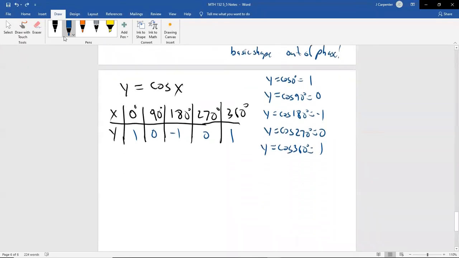So this graph, what it ends up looking like, so we have our heights of 1 and -1. We're going to go up to 360 degrees. And again, typically we'll do this in radians. Just for the basic one, I like to use degrees.